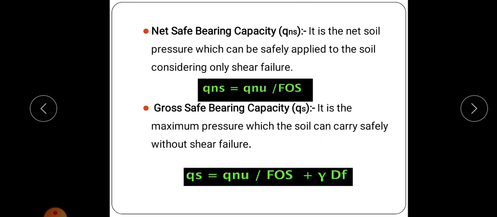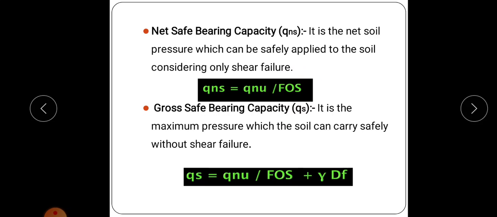The next definition is net safe bearing capacity, which is represented by QNS. So when the term safe comes, we have to impart a factor of safety. This factor of safety, I think you have studied in your design.